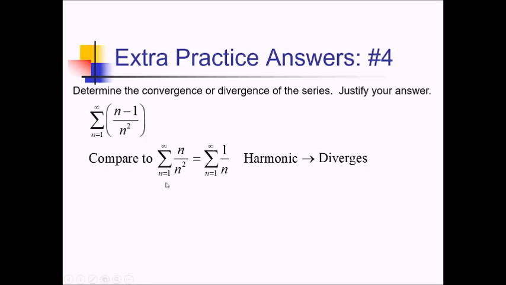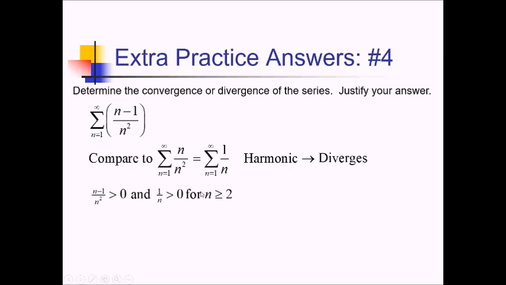To do that, we need to show that the original and the comparison series are both positive for some n value. So if we plug in an n value, let's say greater than or equal to 2, then this series here, if you're starting with an n of 2, is going to come out positive in the numerator and denominator, so it'll be positive overall. And the harmonic will certainly be positive if you're plugging in any positive n values. So for n greater than or equal to 2, these are both positive.